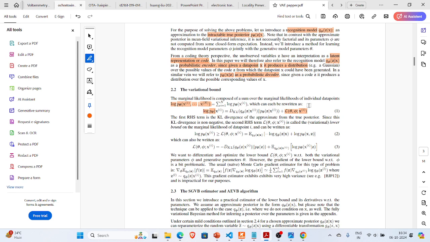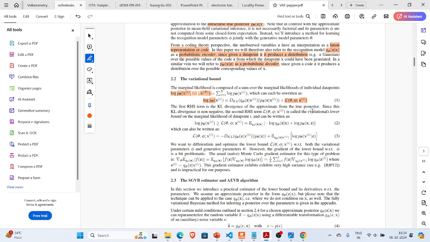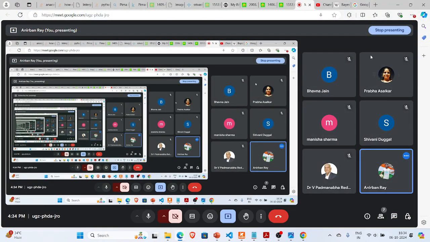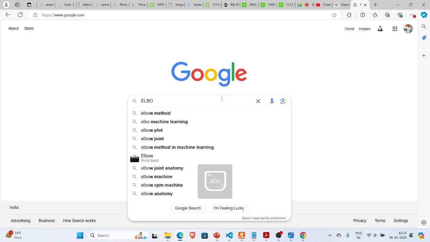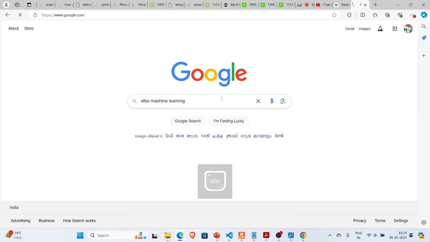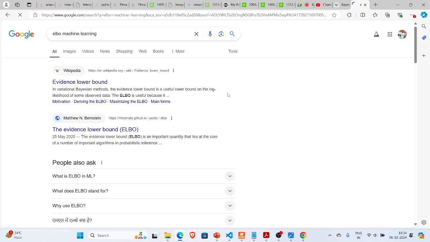Variational lower bound. Okay, lower bound on the means like variational whatever it was. It is called ELBO, expectation lower bound. Okay, so it is the lower bound of the expectation here.